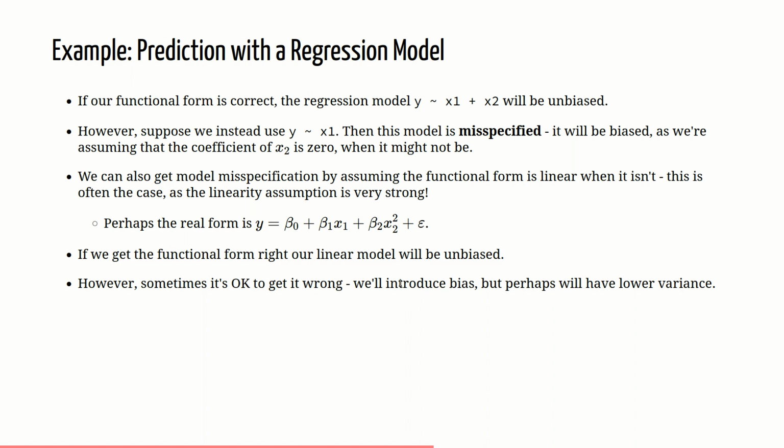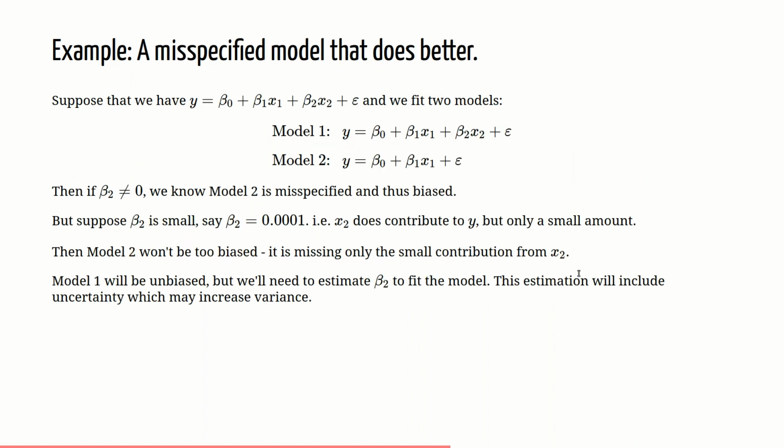Now the trick here is that because the variance of the model depends on the uncertainty in the betas, sometimes it's better to get the functional form of the linear model wrong, i.e. by intentionally misspecifying the model, to introduce bias if the consequence of that is that the variance is reduced. So let's have a look at an example.